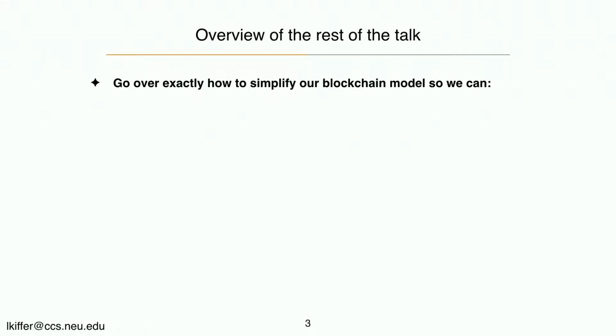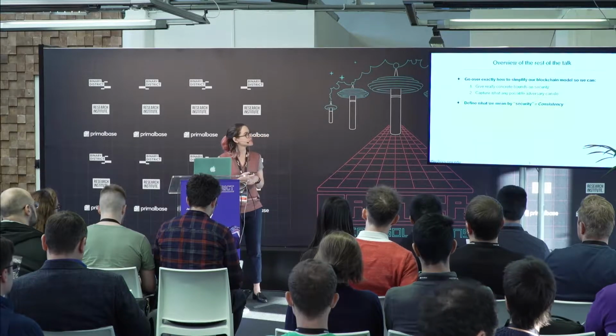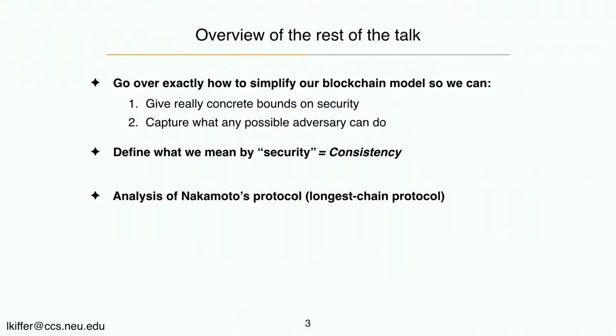So in this talk, I'll be going over a simplified model for blockchain protocols, one that allows us to both give really concrete bounds on security and also capture what any possible adversary could do. I'll define what I mean by security, and for this talk, I will be using consistency to be security. Again, that is the property that says we all agree on what the blockchain is, we all have a consistent view of what the blockchain is. And then I'll use Nakamoto's protocol as an example of how to use this model, and also show an attack on Nakamoto's protocol and how it falls into this model.